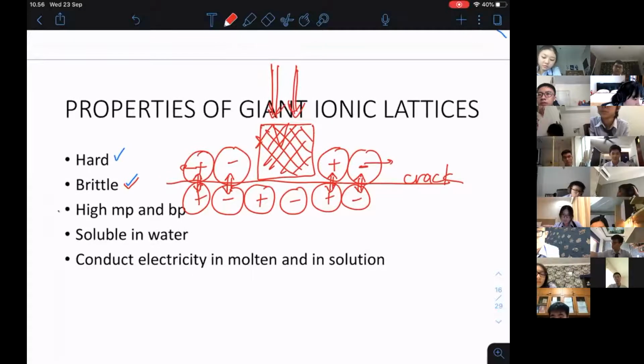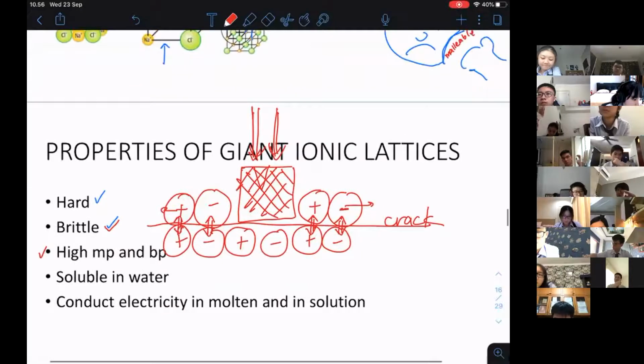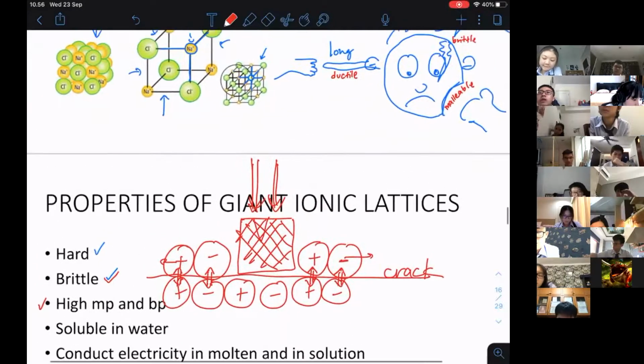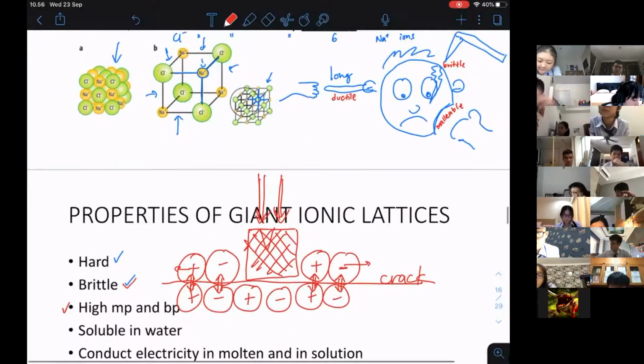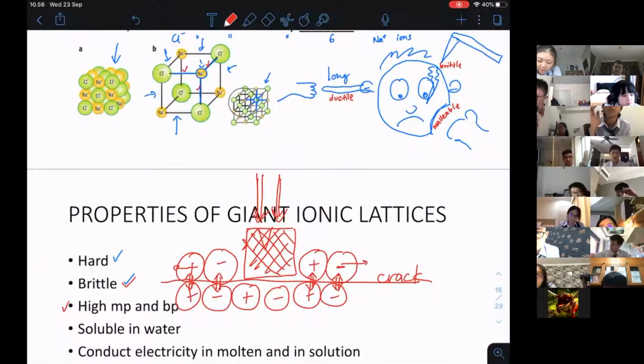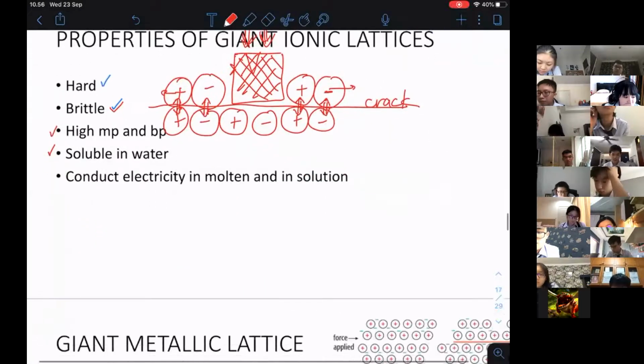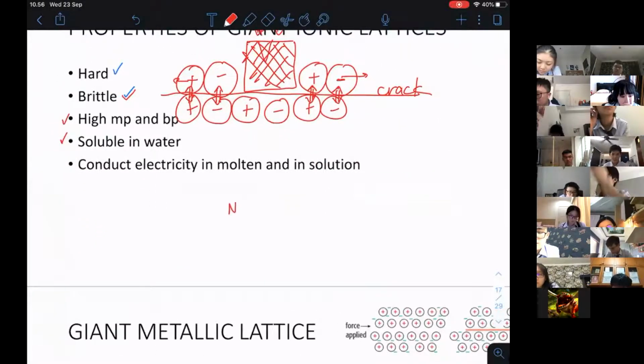Of course, they have high melting points and boiling points because of very strong electrostatic forces of attraction throughout the lattice. We also have a situation where giant ionic lattices are soluble in water. This we learned earlier, where we have Na+ and Cl-.